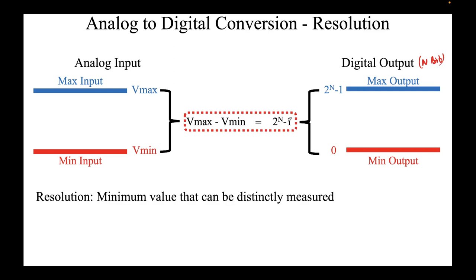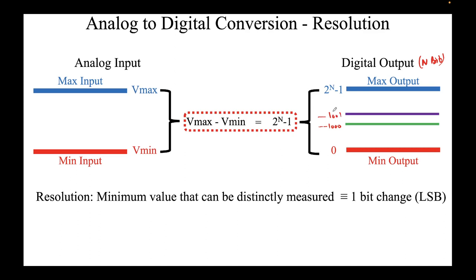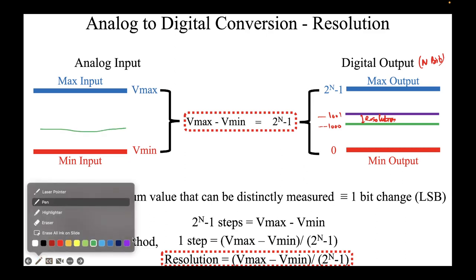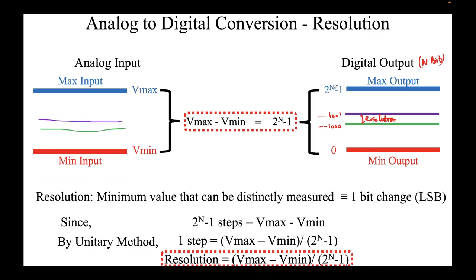What's the resolution? Resolution is the minimum value that can be distinctly measured. What does that mean here? A 1-bit change. Let's say these are some numbers, and let's say 1000. Only when the LSB changes one step, to 1001, with none of the other bits changing, only the LSB changing from 0 to 1, do you go from green to purple. Whatever this is, it is your resolution. This is because it's a 1-to-1 mapping. So there will be a green line here also, corresponding to the green line there, and similarly a purple line here, corresponding to these.